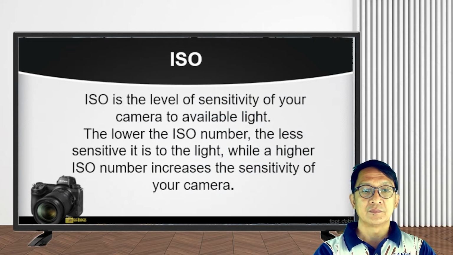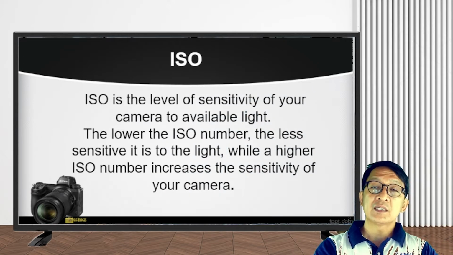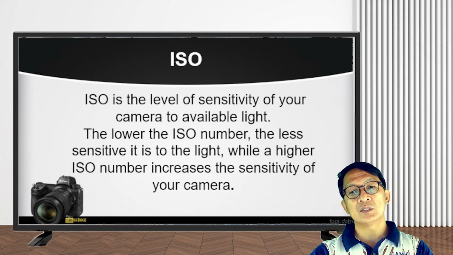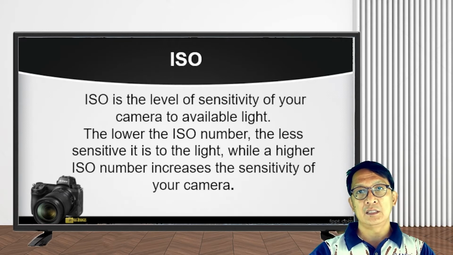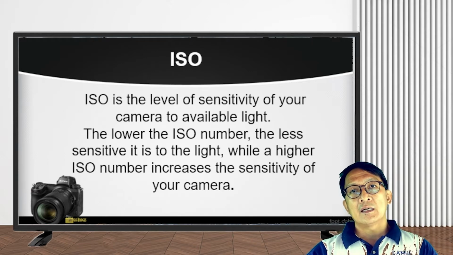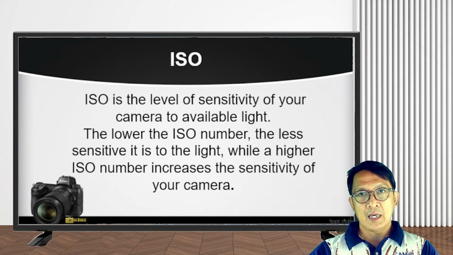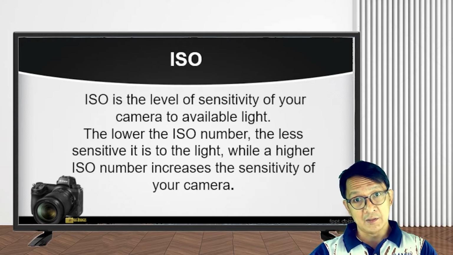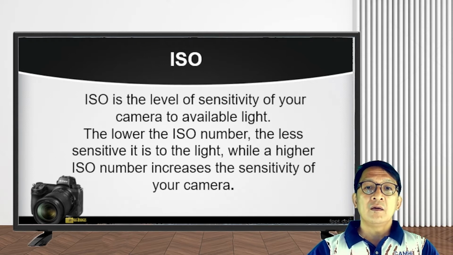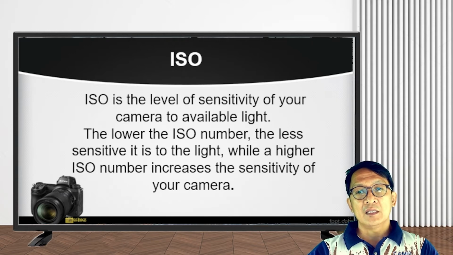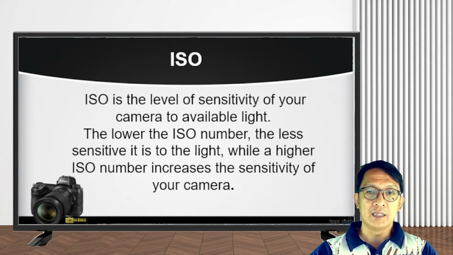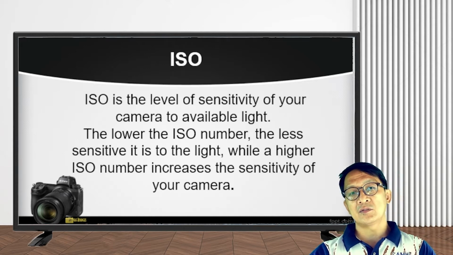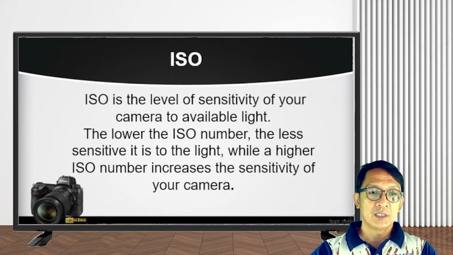So, ano ba yung ISO? So, ISO simply stands for International Organization of Standardization. Lahat ng camera meron ito. Kahit yung cellphone camera nyo. ISO is the level of sensitivity of your camera to available light. So, the lower the ISO number, the less sensitive it is to the light. While the higher ISO number increases the sensitivity of your camera.